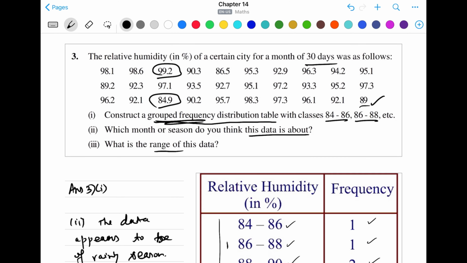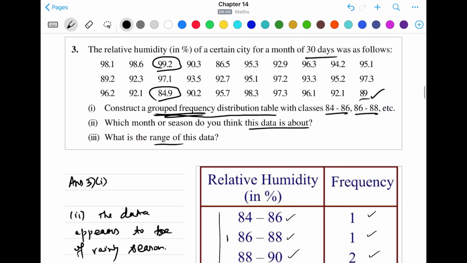So we have completed the first 3 questions of exercise 14.2. We'll be covering the remaining questions in the next session.